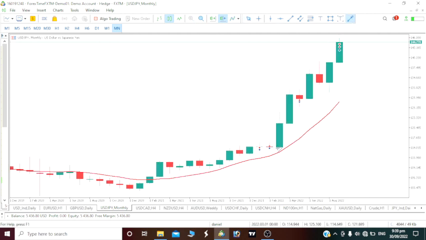So let's see this movement here, an impulse move here, a correction, another impulse move. Guess what? A correction has been made here. So we've had another impulse move. So I mean, are we going to be having a correction anytime soon?